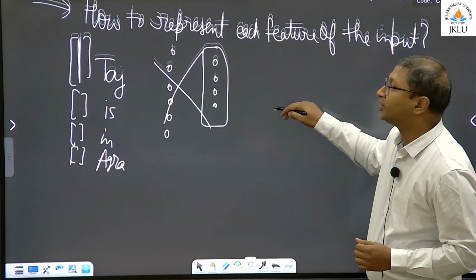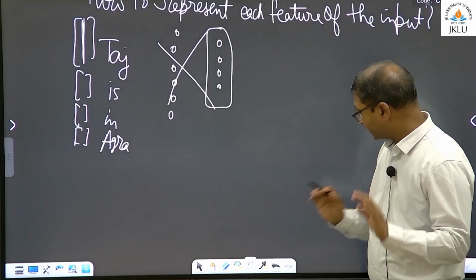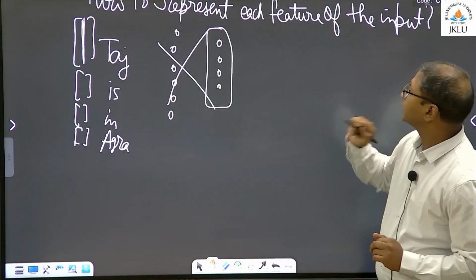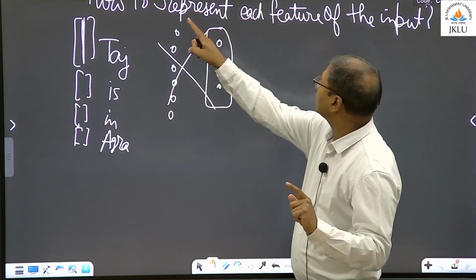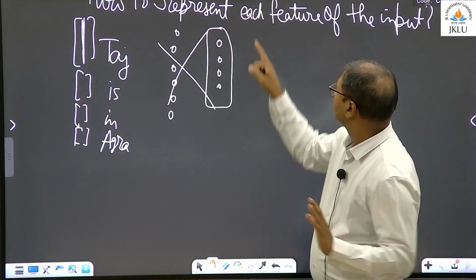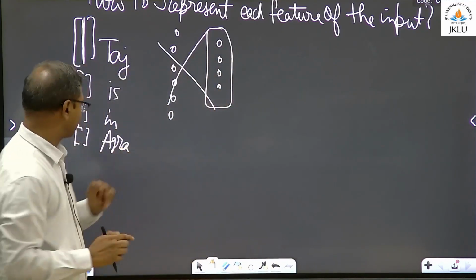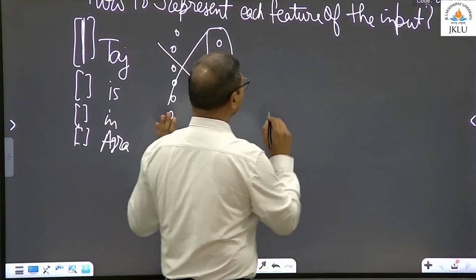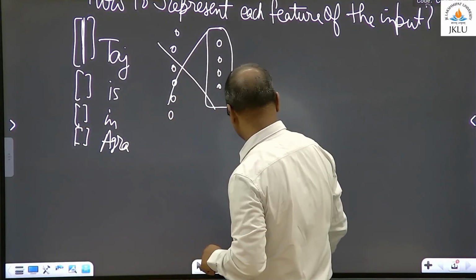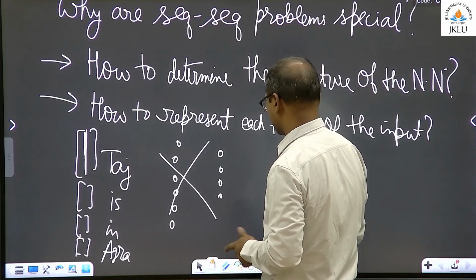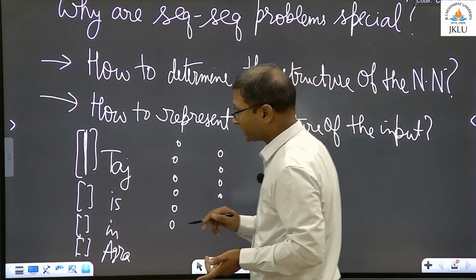Yes, neural networks will look similar, but now we need to take care of these problems. So first, let's say we talk about how to represent each feature. Right now we will stick to one hot vectors, and let me just remove this cross. बेकार में लगा दिया था, ठीक है.